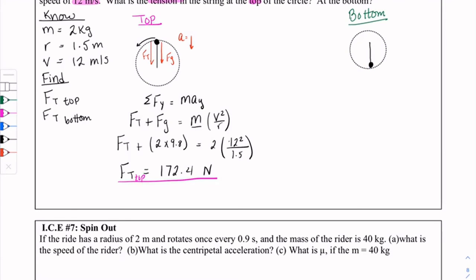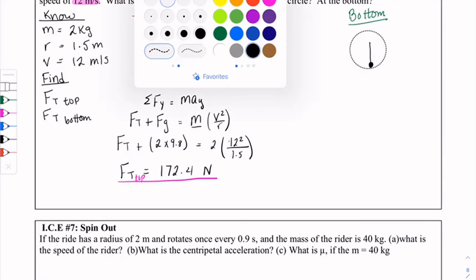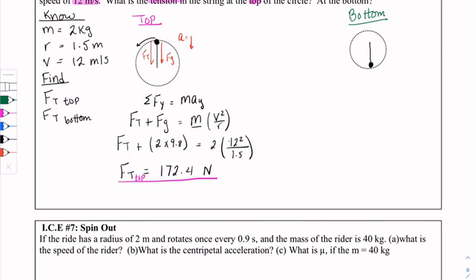We are going to indicate now that acceleration, I'll do it in green, acceleration is now towards the center of the circle, which will be upwards, okay? And if I'm drawing my force diagrams this time, remember that FG is always down. But this time, tension force is away from the object, parallel to the rope.